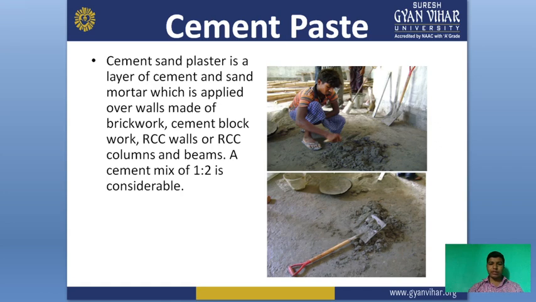Now we will discuss how plaster is made. The first is the material used for plastering, which is cement paste. Cement sand plaster is a layer of cement and sand mortar which is applied over walls made of brickwork, cement block work, or RCC walls, RCC columns and beams. The proportion used is 1:2, which is considered suitable for the plastering process.